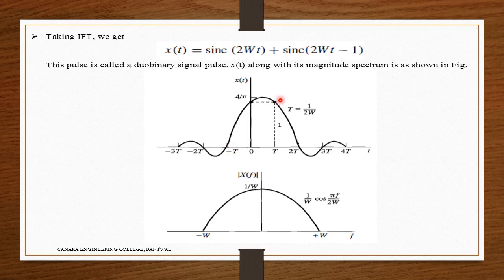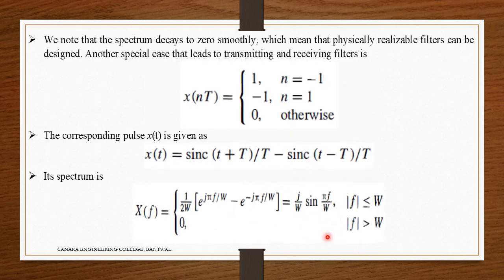We can observe here how the signal pulse is going to act, and we can consider that one pulse has been shifted. It should have been like this way, but it has shifted because of the presence of the minus 1 term there. But when you consider the maximum, it will be the same, from minus w to plus w here. Now we note that the spectrum decays to 0 smoothly, which means that physically realizable filters can be designed. With the presence of n equal to minus 1, we can add another term and get the smoothly decaying spectrum, which can be designed.